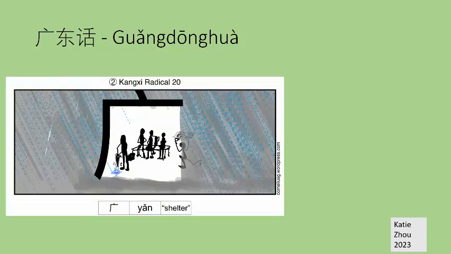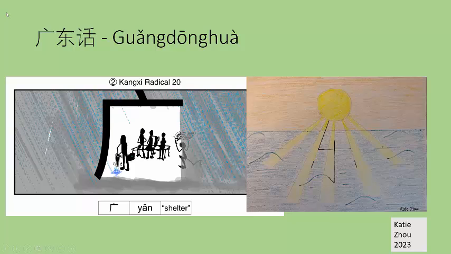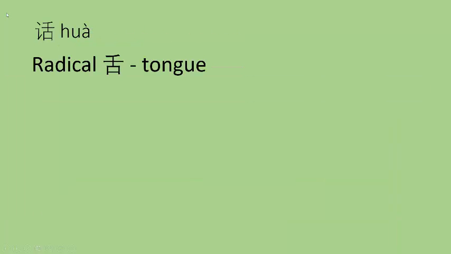The next character is Guangdong Hua. Guangdong for Canton or Guangdong, and Hua for speech. Guang we've seen before in the character for shelter. It's exactly the same. Dong for east, Guangdong. And then hua, which means speech or talk, has the tongue radical and the speech radical.